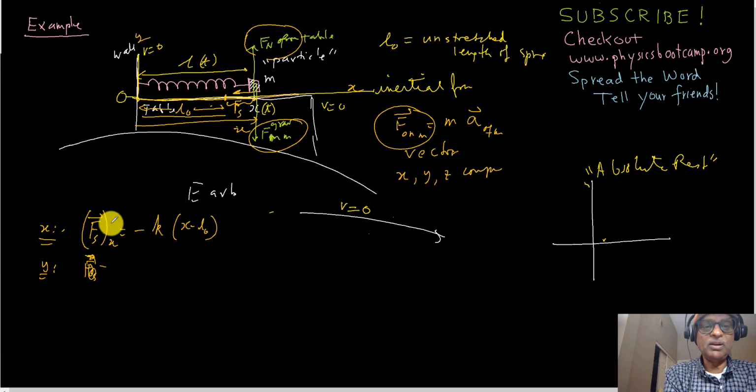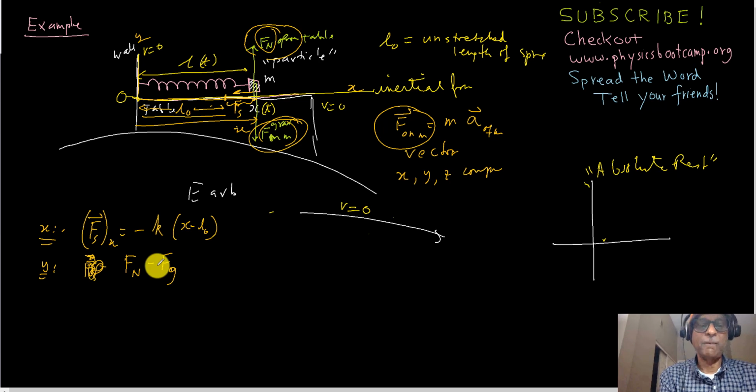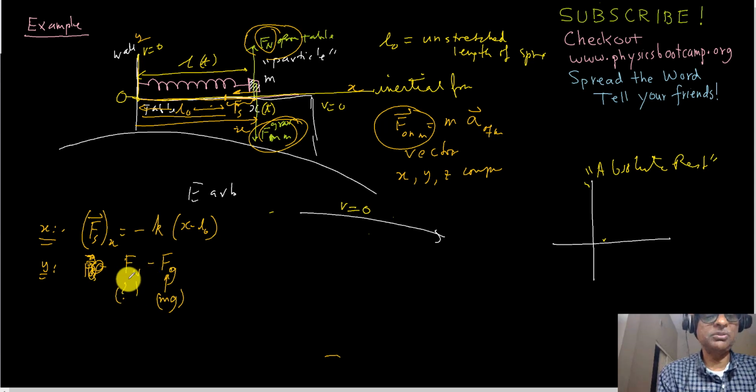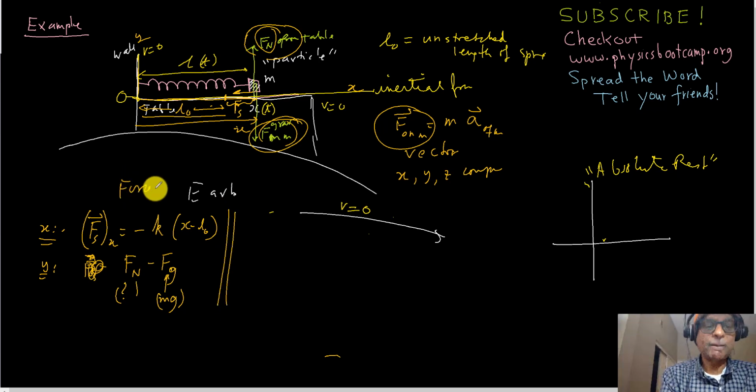The y force is just Fn minus F gravity, which is equal to Fn minus mg. You learn that the gravity force is actually mass times g, and Fn is something nobody knows yet. So those are the forces. That's the left side.